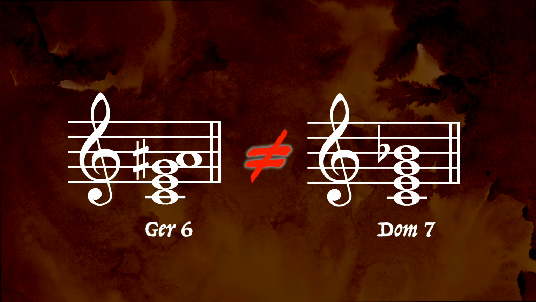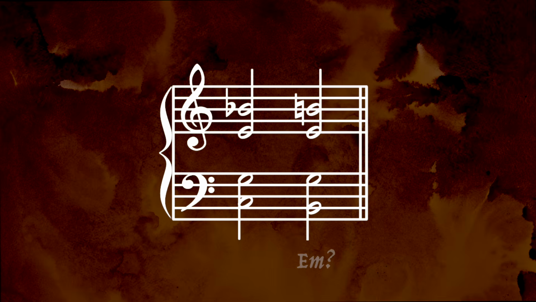The answer is in how the German sixth resolves, which is not the same as a dominant seventh chord. With a dominant seventh with B flat, we can resolve to its respective tonic, the F major triad, or deceptively to either D minor or D flat major. But what if we want this chord to go somewhere else, like, say, E minor?